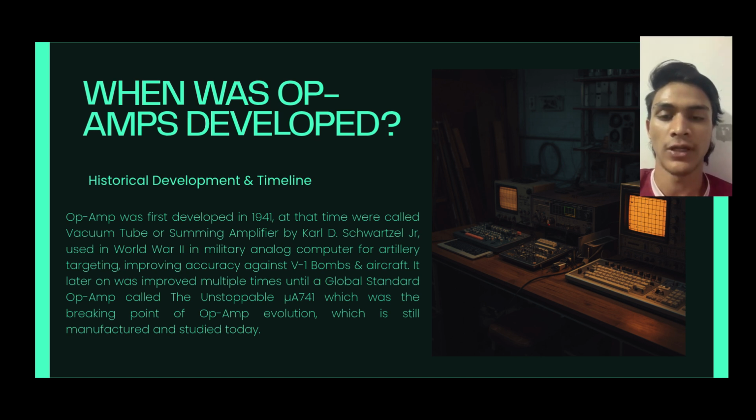The op-amp was first developed in 1941. At that time it was called a vacuum tube or summing amplifier, made by Carl D. Schwartzel Jr., used in World War II in military analog computers for artillery targeting, improving accuracy against V-1 bombs and aircraft. It was later improved multiple times until a global standard op-amp called the µA741, which was the breaking point of op-amp evolution, and which is still manufactured and studied today.